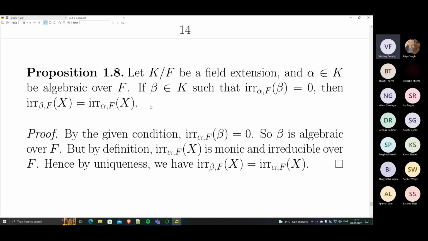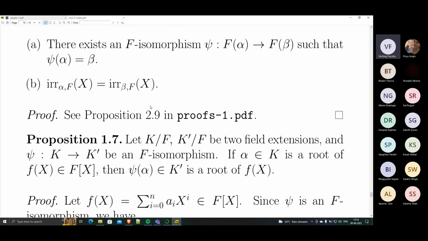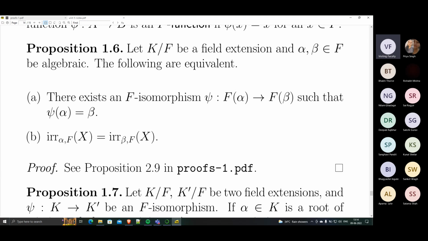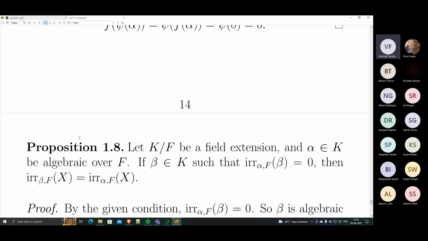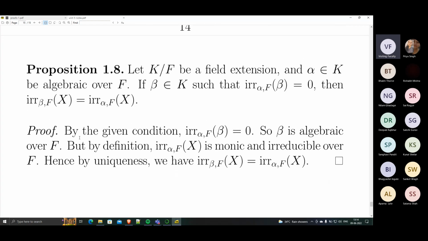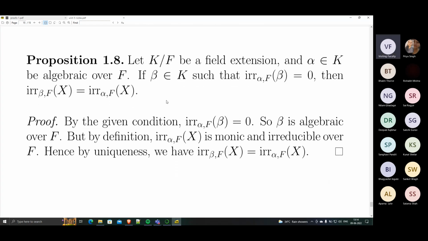We have actually seen this in the proof of the previous theorem. When we went from A to B, A implies B, you took this isomorphism and then proved that beta vanishes at the minimal polynomial of alpha, but it is monic and irreducible. So the minimal polynomial of beta must be equal to minimal polynomial of alpha. Okay, we have just separated that out as a different theorem because it's an interesting statement. Once again, let me show you the proof of this. It's just a revision now.